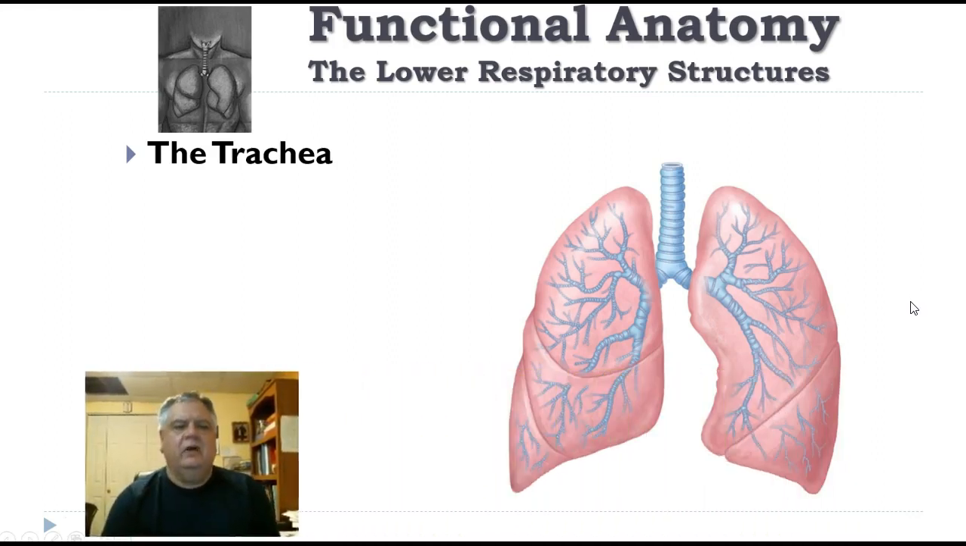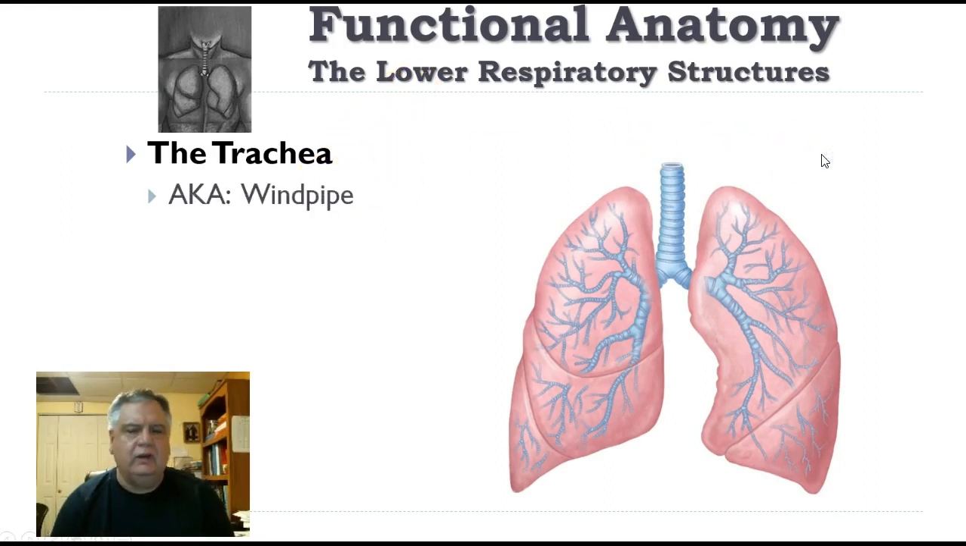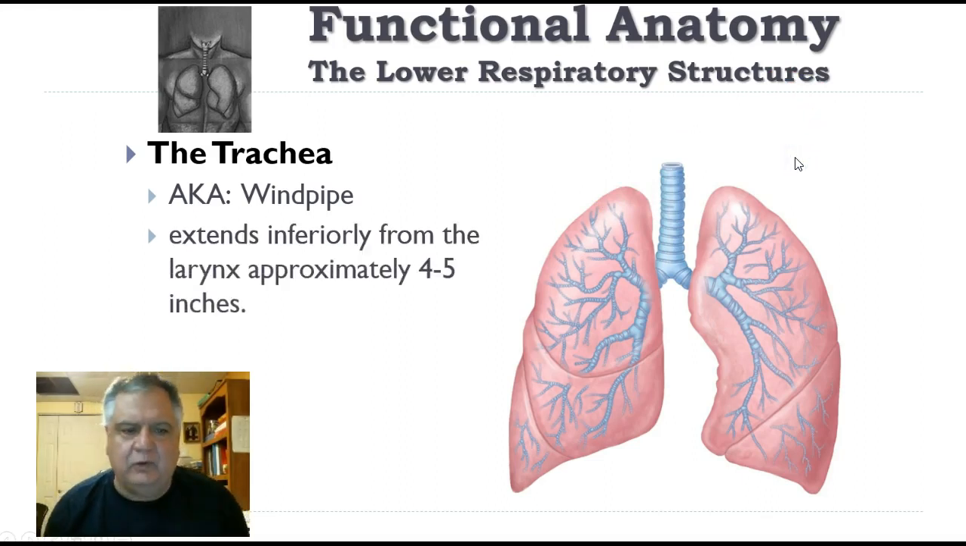All right, that's going to take us down to the next structure. The next structure we look at is the trachea, but notice on our slide we changed functional anatomy from the upper respiratory structures to the lower respiratory structures now. So the lower respiratory structures actually begin with the trachea. What is the trachea? Well, it's what we also know as the windpipe, but of course we're not going to call it the windpipe, right? We're going to refer to it as the trachea because we're all good anatomy students.